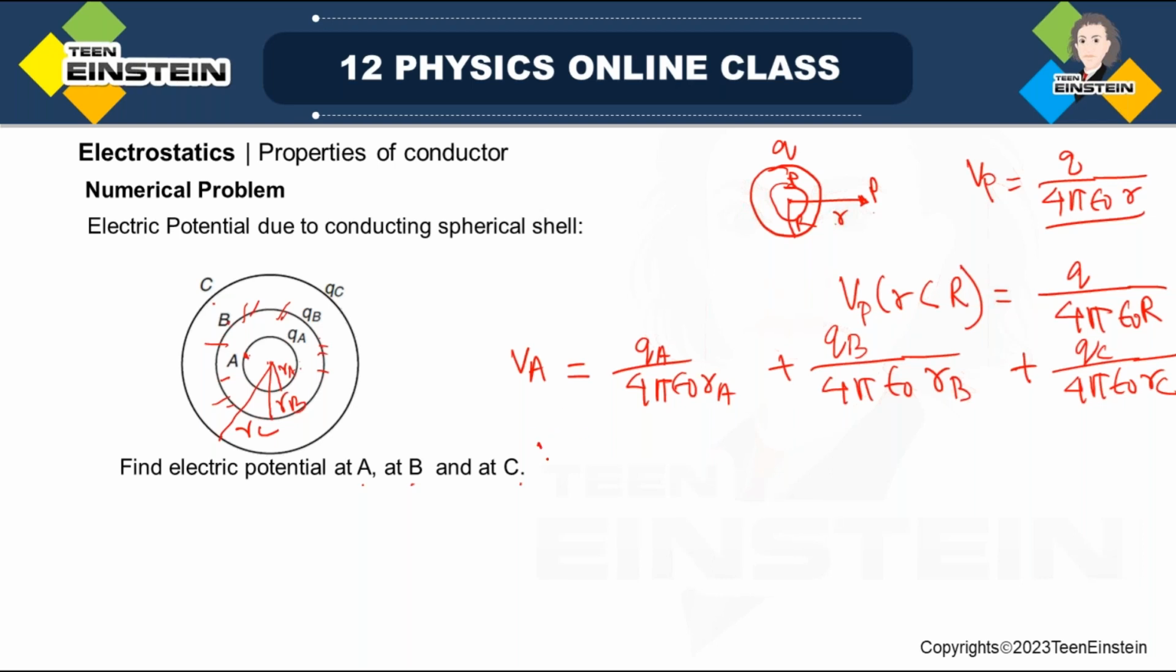Now if I want to write electric potential at B point, look at B point. I hope this is clear. Radius for this is RA, this is RB, and this is RC.